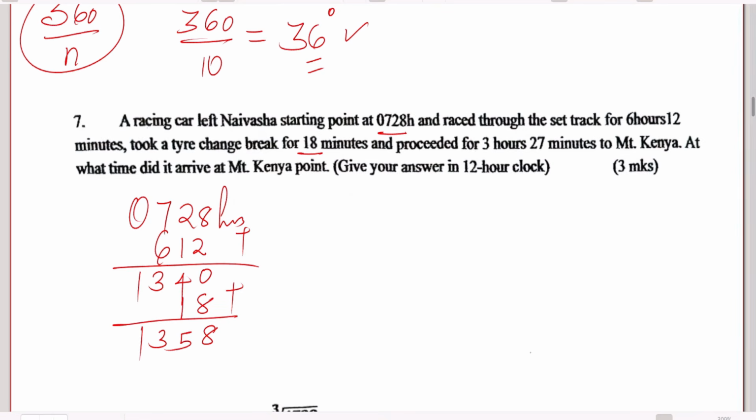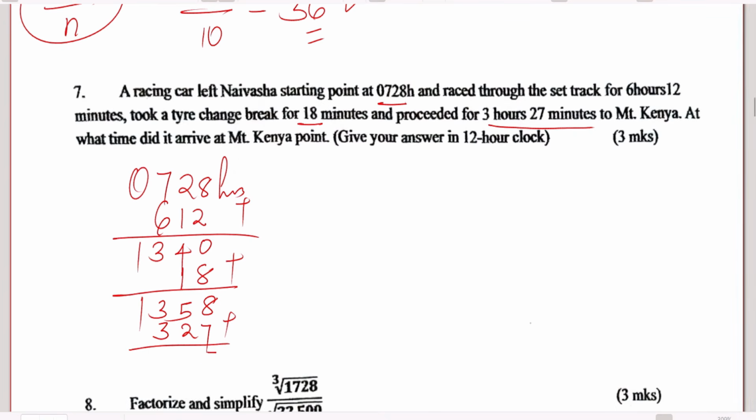Then from there, proceeded for 3 hours, 27 minutes to Mount Kenya. So we add 3 hours and 27 minutes, like that. So this will give 5. Then 5 plus 2 plus 1, that will give 8. So 85 minutes, that is first 1 hour. So when you subtract 60, that is 1 hour, you get 25.